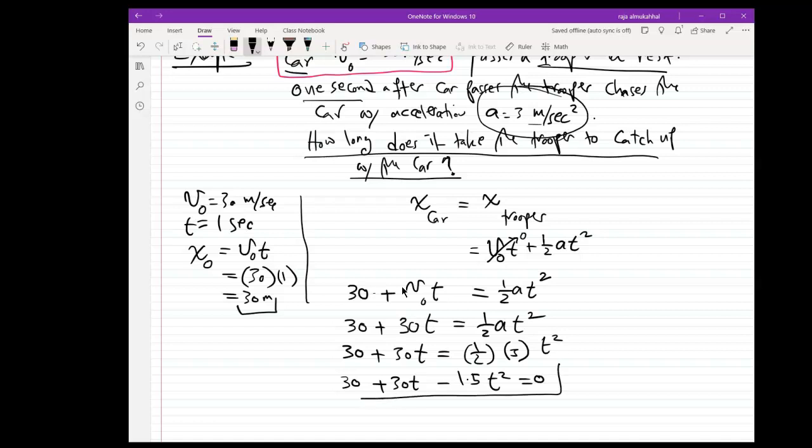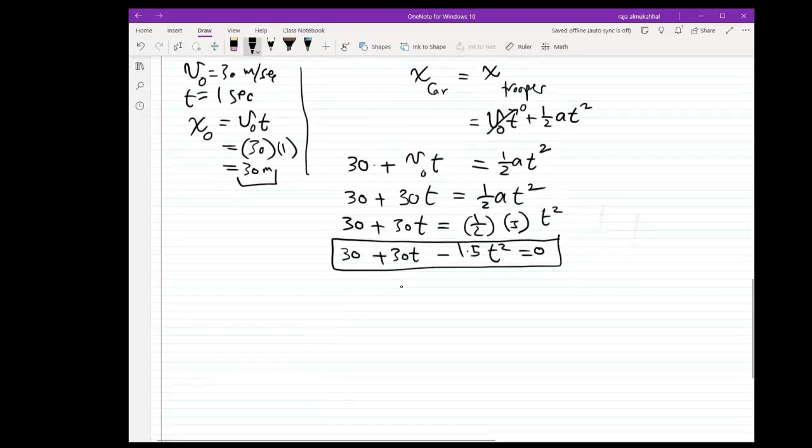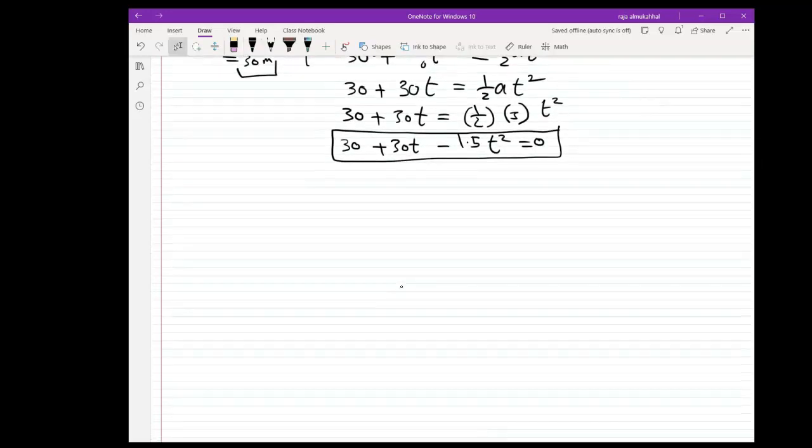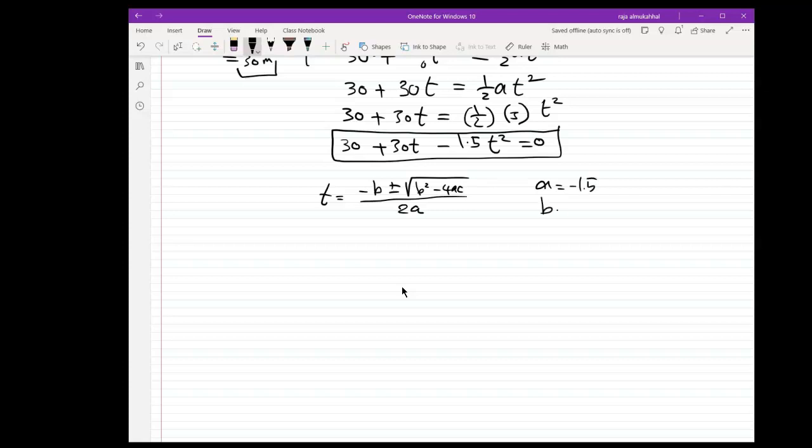As you can see here, I have a quadratic equation that I can solve. So I'm going to use the quadratic formula to solve for this one. I hope this is understandable. So how do we do it? Well, we know that t equals minus b plus or minus square root of b squared minus 4ac, divided by 2a. I hope you memorize that as well. So here I'm looking at a equal to negative 1.5, b equals 30, and c equals 30.